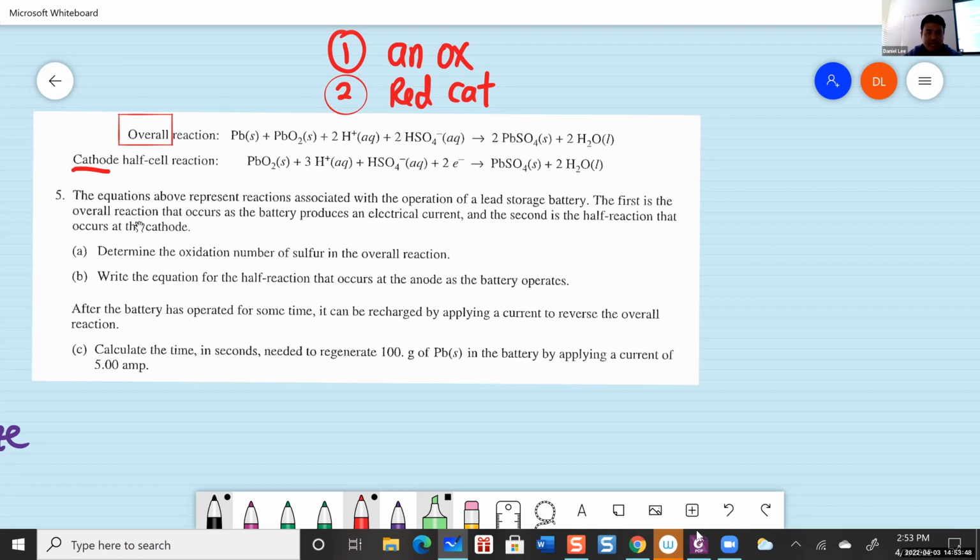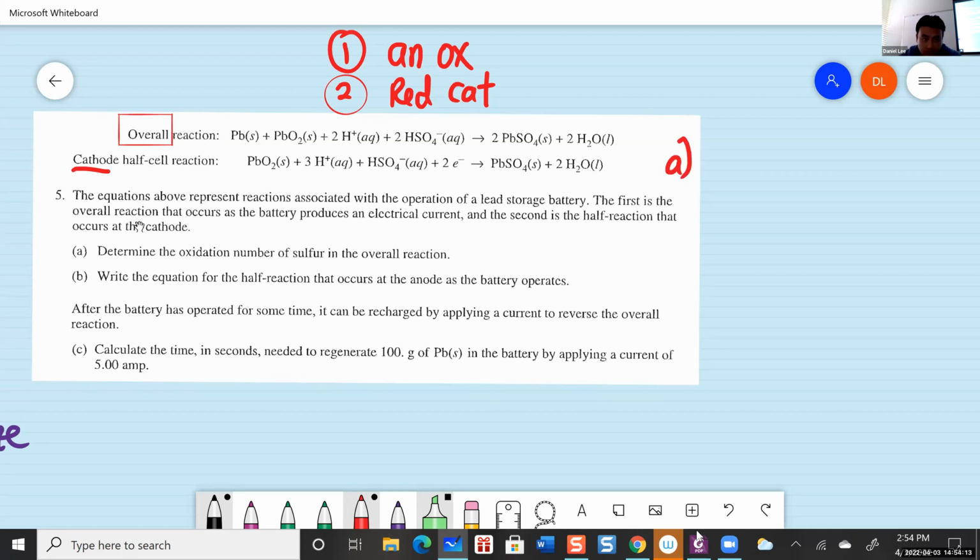The equation above represents the reaction associated with a lead storage battery. That's the most traditional way to store energy. The lead battery is what we find in the car. The first is the overall reaction that occurs as the battery produces electrical current. The second is the half reaction. So part A has nothing to do with anything, just find the oxidation number.